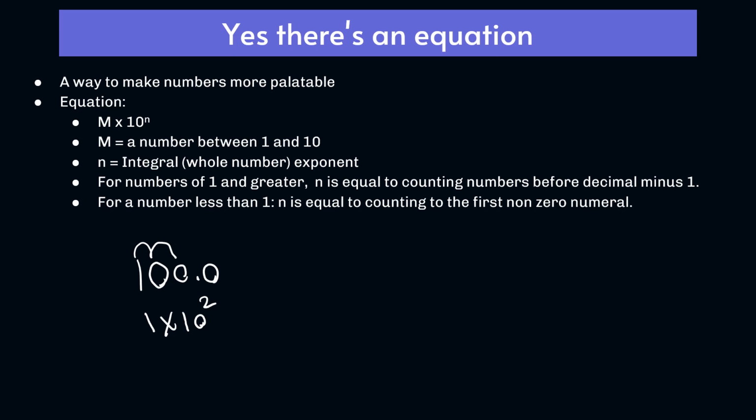For a number less than 1, n is just equal to counting to the first non-zero numeral. So again, with this example that I talked about earlier, this is 0.01. If I count to the first non-zero numeral from the decimal, I go 0, that's 1, and I go 2 here. So I'm going to end up with, again, you're going to have between 1 and 10, so 1.0 times 10 to the negative second.